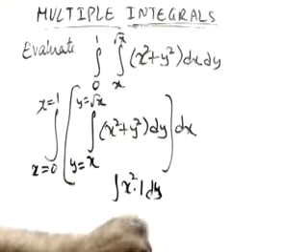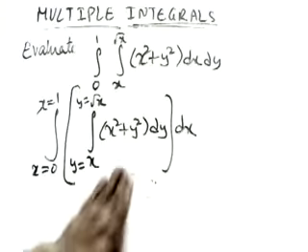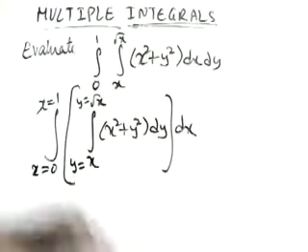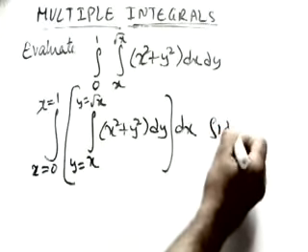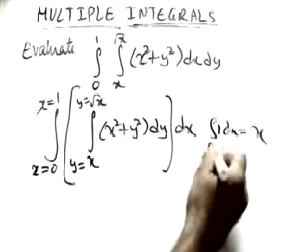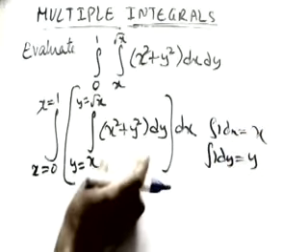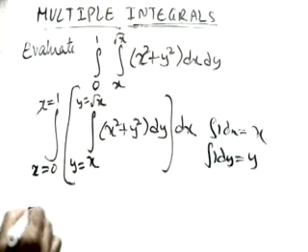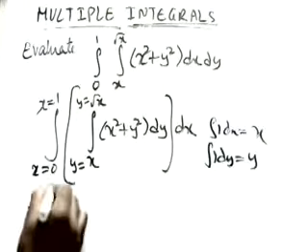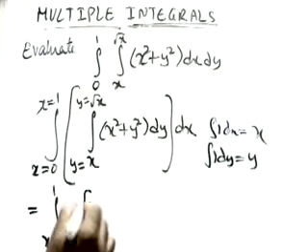With a constant we must always suppose 1. So the integration of 1 will be y, with respect to y. Integration of 1 dx will be x, and integration of 1 dy will be y. This is a very important concept, so remember this one. Now, writing x equals 0 to 1.